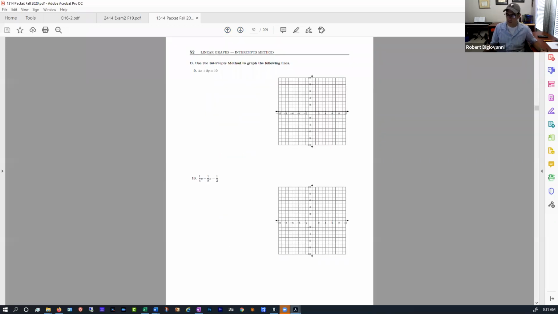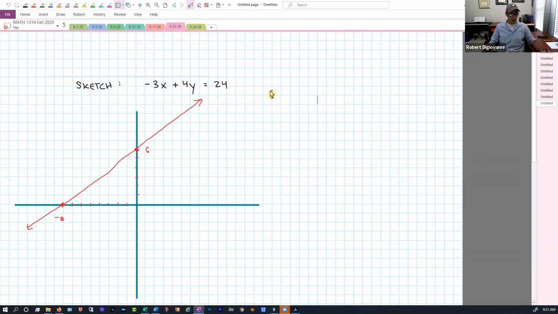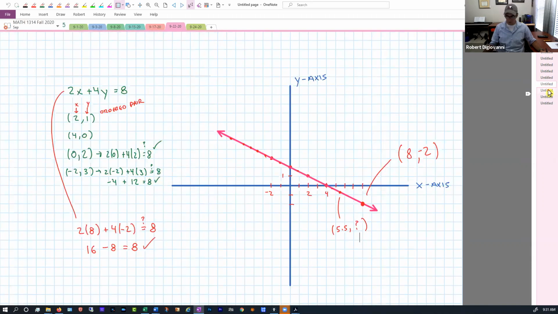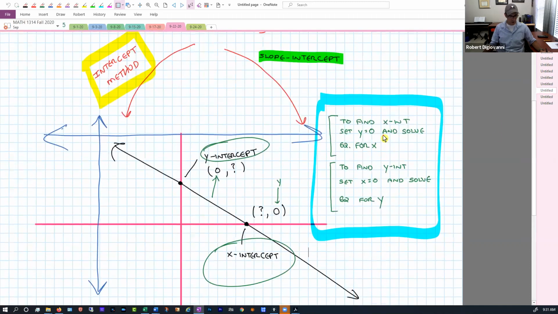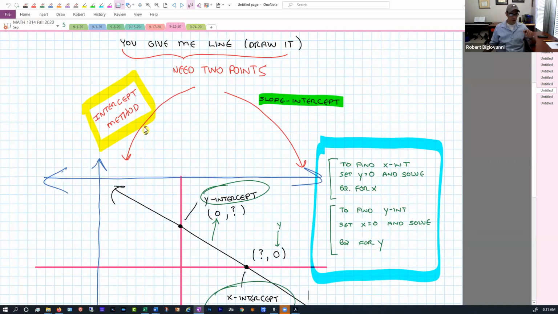Okay. All right. So last time we were talking about sketching lines, and we were looking at the intercept method. Let me get back to where we had discussed that. Remember, if I give you a linear equation, you need to draw me the line, and there are two methods to do this. There's the intercept method, and then there's the slope intercept method. Last time, all we talked about was the intercept method. So let's finish that up.